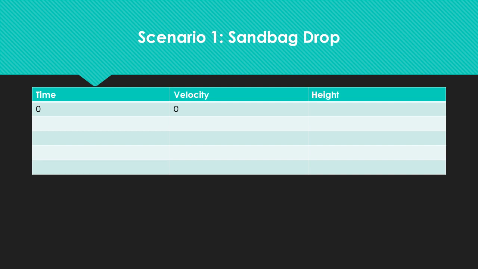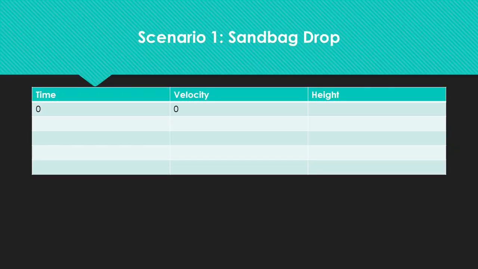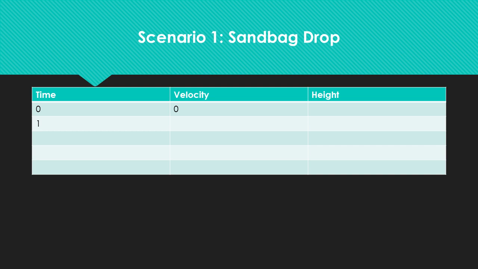So at time t equals 0, the sandbag has yet to be dropped. It's just about to be dropped, and so there is 0 velocity occurring. But now what happens at time t equals 1? At 1 second, what should the velocity be? Remember, the only thing acting on this sandbag is the acceleration due to gravity. At time t equals 0, the velocity was 0. At time t equals 1, the velocity should be negative 10. Again, the acceleration is negative 10 meters per second squared.